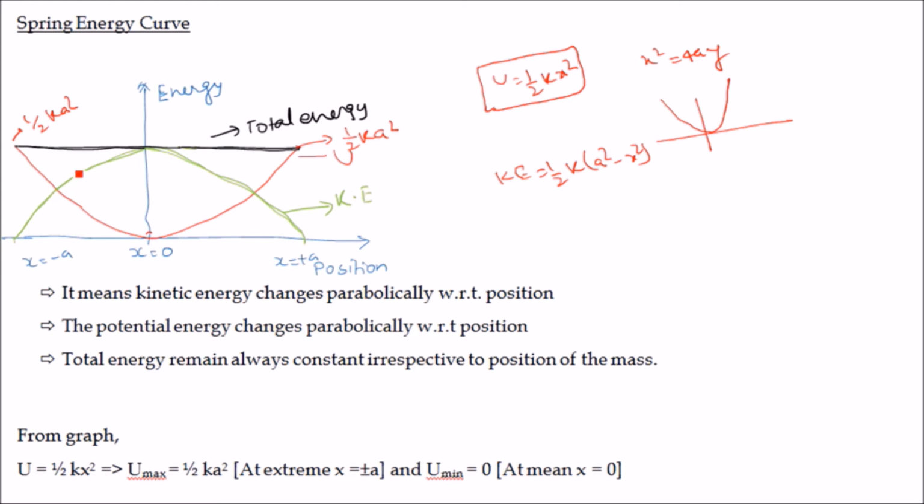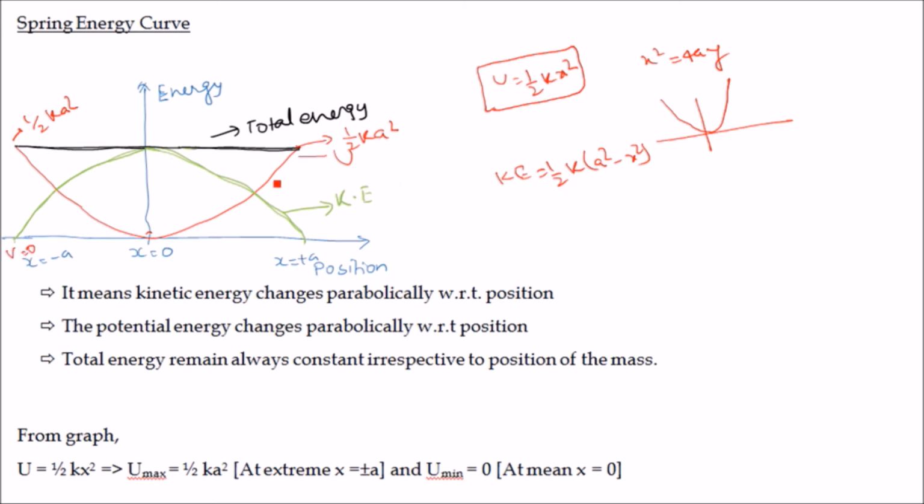This curve is shown by the green line, where at x is equal to plus minus a, if I put the value of x is equal to plus minus a in this equation, we get the value of kinetic energy is equal to 0, and at x is equal to 0, the value of kinetic energy will be maximum, and it is equal to 1 by 2 k A square. So the kinetic energy is maximum at x is equal to 0 and minimum at x is equal to plus minus a, where velocity is equal to 0 and we have 0 kinetic energy.